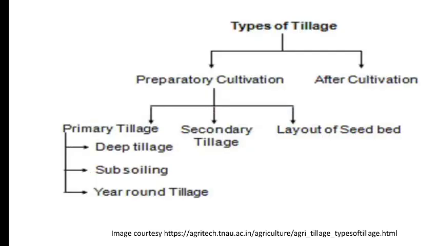Then we will move to the types of tillage. Here it is given: preparatory cultivation and after cultivation. We will mostly discuss preparatory cultivation tillage operations. It is divided into primary tillage, secondary tillage and layout of seed bed. In primary tillage, why is it called primary? Because if one crop season is over and the field is empty, whatever first manipulation of soil is carried out in the field is called primary tillage. The main objective of primary tillage is to break the hard pan of the soil.